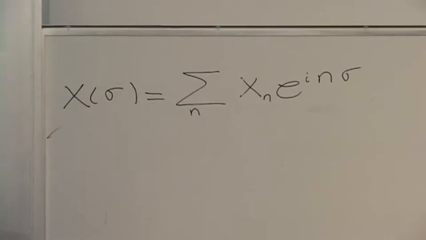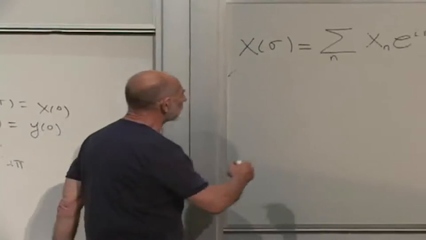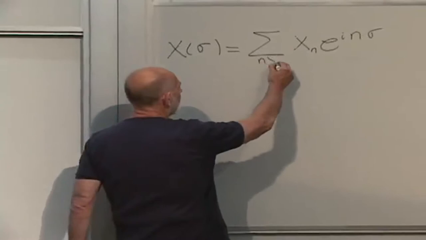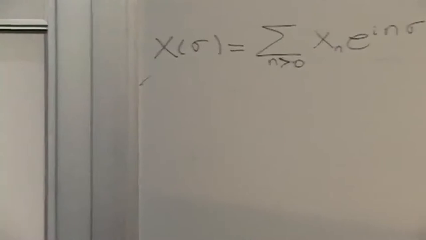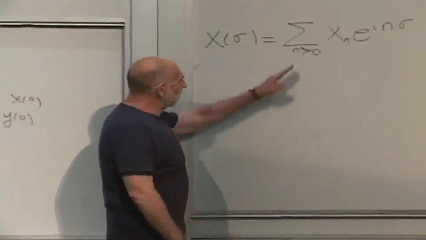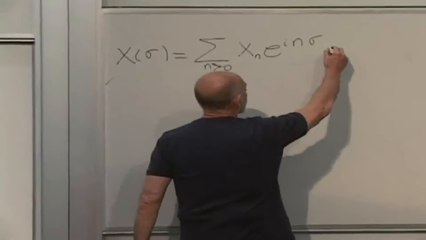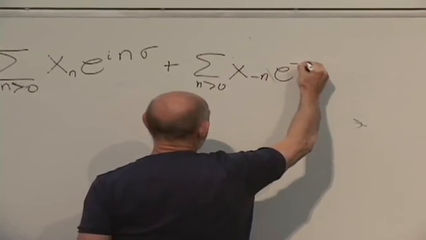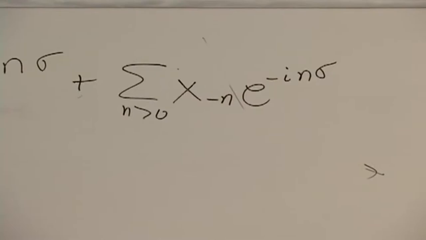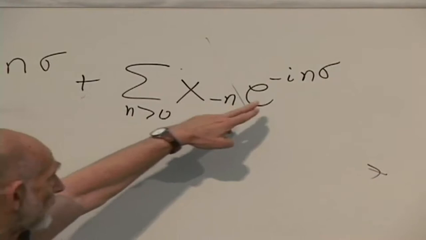Right. I'm going to write it as a sum of three terms. The first terms are for positive n. This is going to be a sum over n greater than 0. Those correspond to the right-moving waves, waves which go around to the right. Now I want to write the left-moving waves, which I could write the same way, except let n be negative, or I could write it as a sum over n greater than 0, but let's call it x minus n e to the minus i n sigma. E to the i n sigma with positive n corresponds to right-moving waves. With a negative sign, that corresponds to left-moving waves.